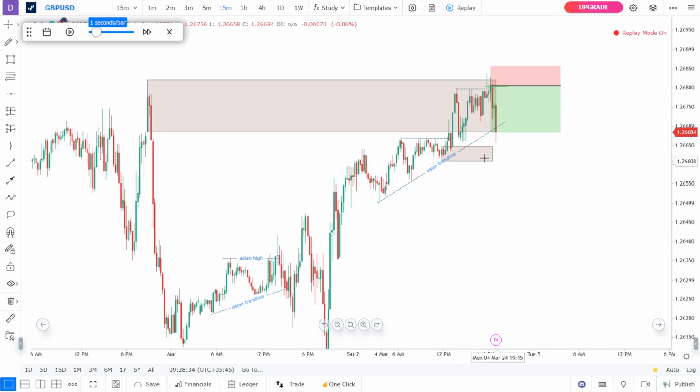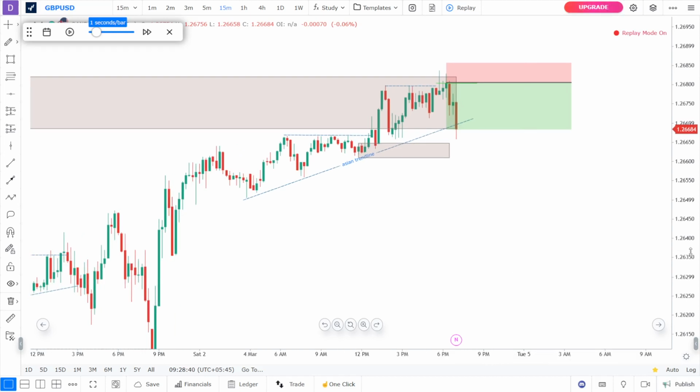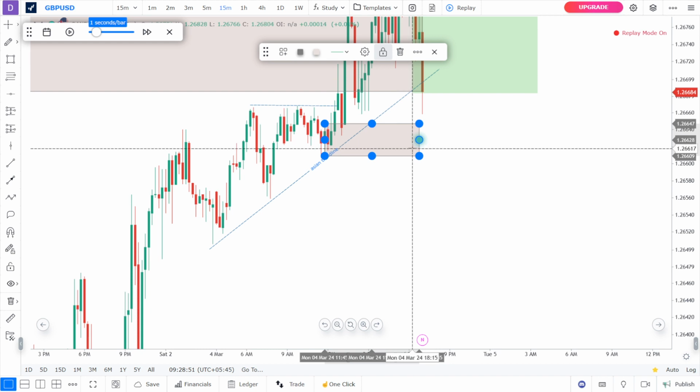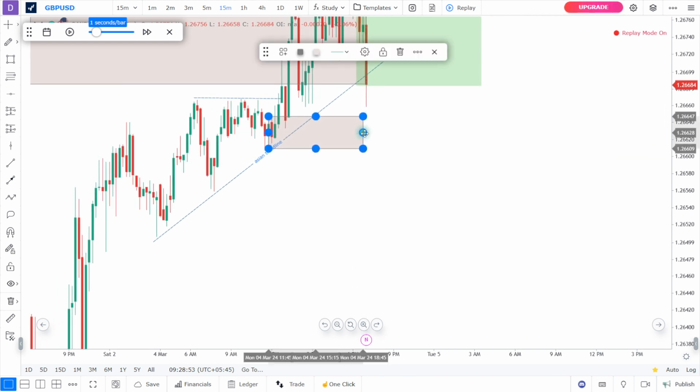So let's look for the opportunities to take long. If you look at here, looking for the option to take long, this demand zone is not mitigated. This other demand zone is mitigated already, because once it was formed, it got mitigated like here, so it's no longer valid.